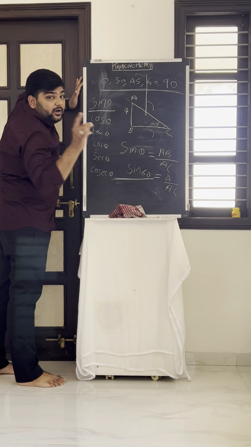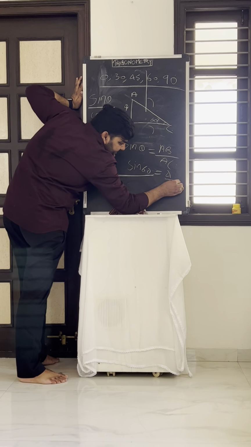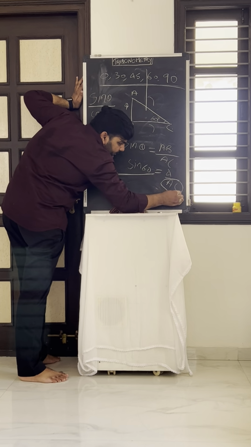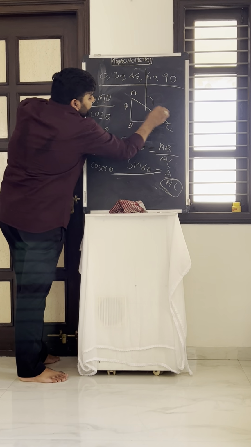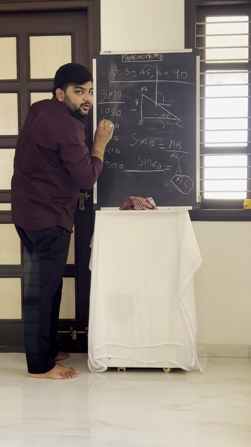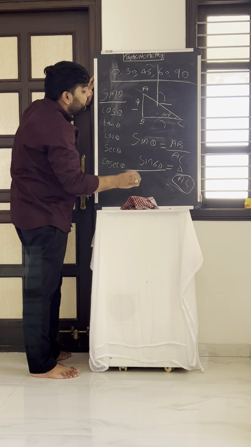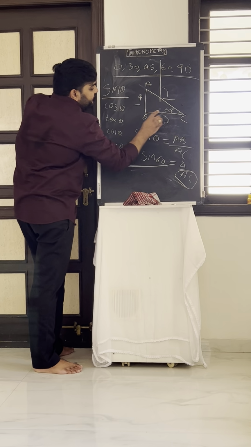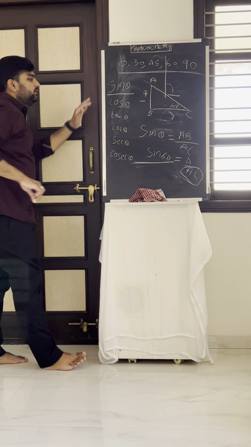So what will be unknown? Only the side AC will be unknown, so you will get the value of AC. Then what do you have? You have the value of two sides. You can apply the Pythagoras theorem and find the value of the remaining side.